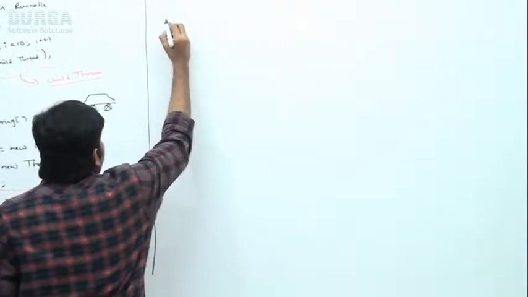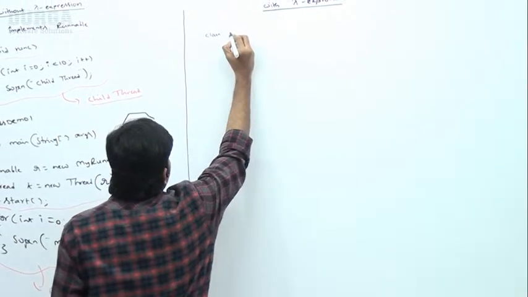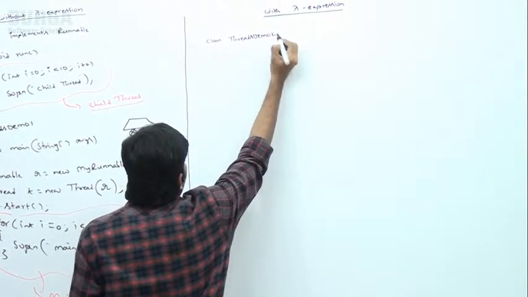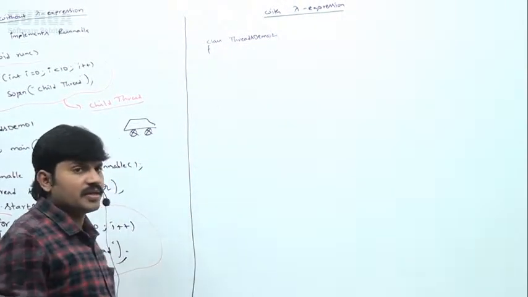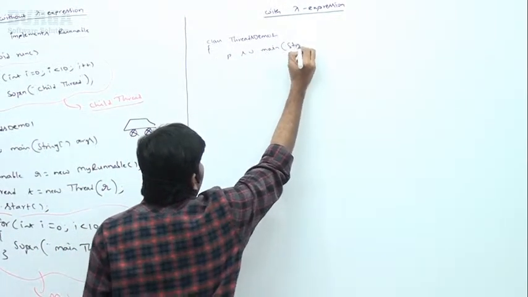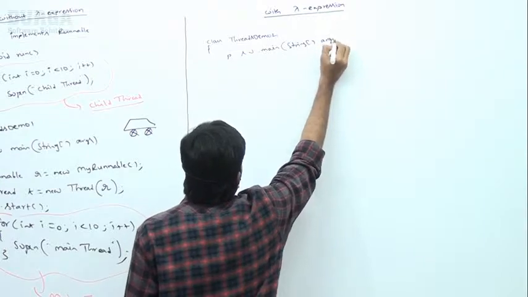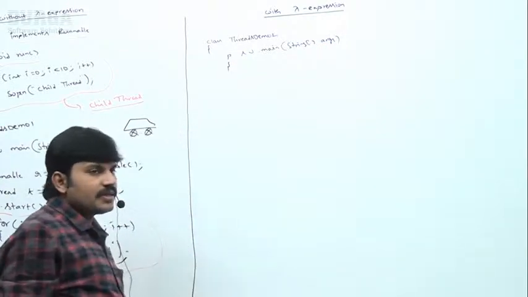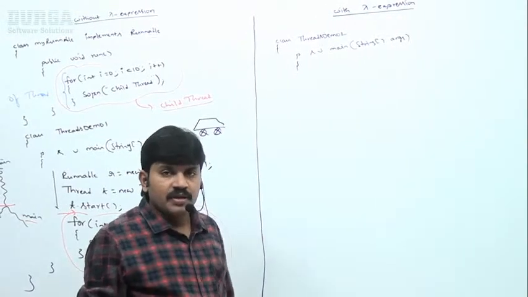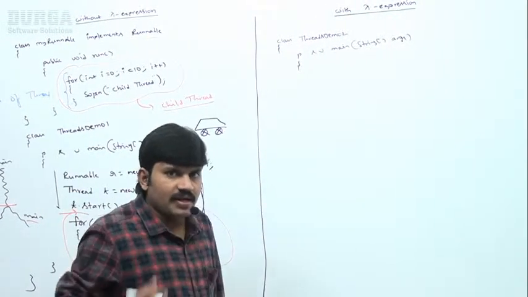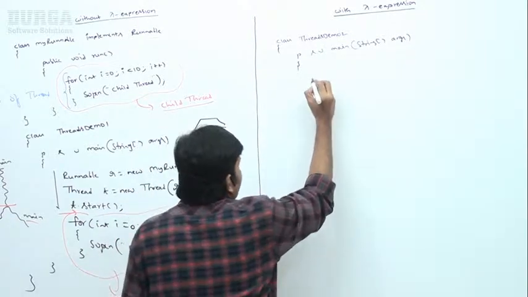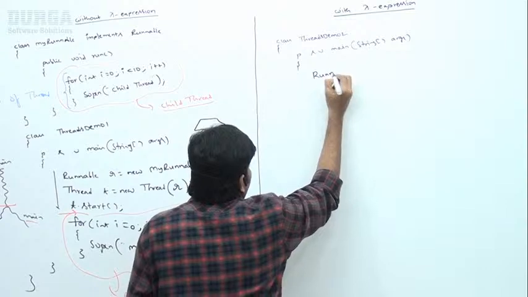Here I am taking class ThreadsDemo2, public static void main, String array args. At this point of time, how many threads are there? Only one thread, and that thread is the main thread. Let me write a lambda expression which implements the Runnable interface. How can we write it? Take a bit of special care.